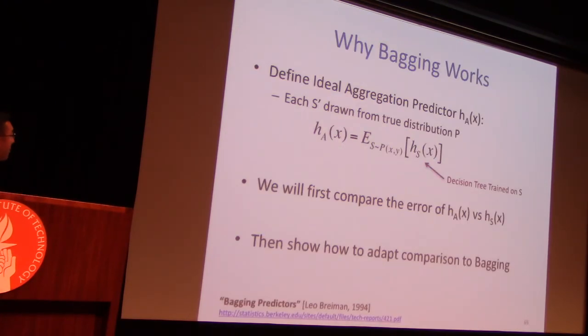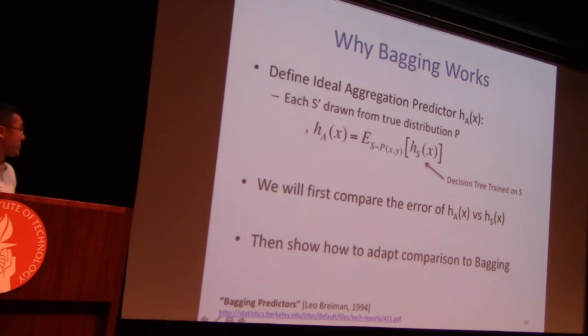So why might bagging work? Is there some sort of more mathematical way to understand why bagging might work? In the ideal aggregation setting, not bootstrap aggregation, each S prime is drawn from the true test distribution. So if we drew an infinite number of S primes, our aggregate predictor, H of A, is basically the average prediction of a predictor trained on some training set sampled from the true distribution. This would be what the aggregation predictor is.